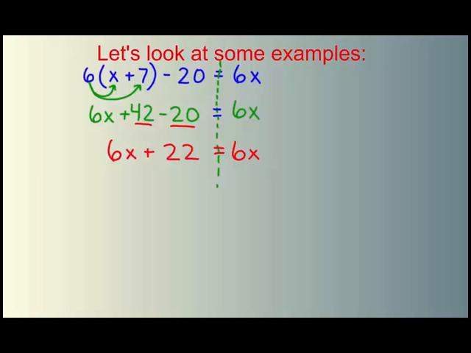Now I'm going to continue simplifying that left side, noticing that I have a 42 and a negative 20 that I can combine. So I have 6x plus 22 now is equal to 6x.